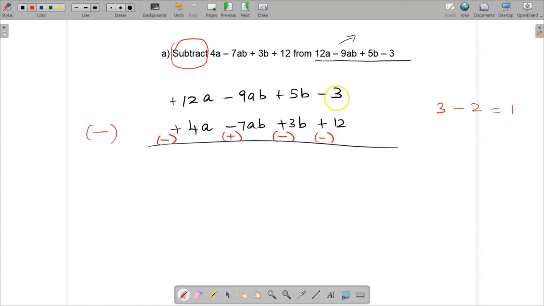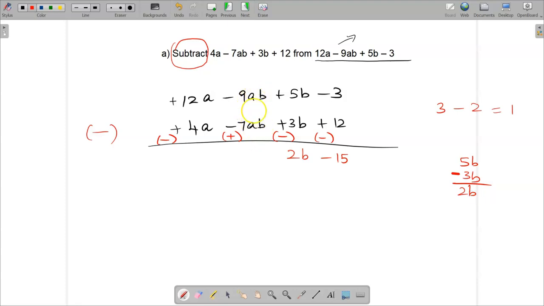Now just add these two values. I am having minus 3 minus 12, which is minus 15, since 12 plus 3 is nothing but 15, and both the terms are minus, so it is minus. Then for this term, I have 5b minus 3b. b is the variable, just write it as it is. 5 minus 3 is 2, so we have 2b here.